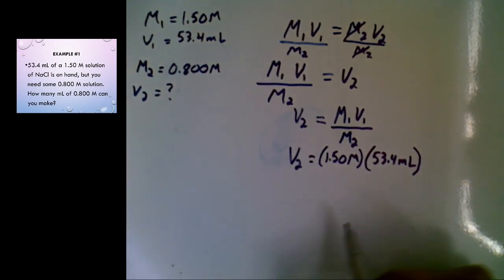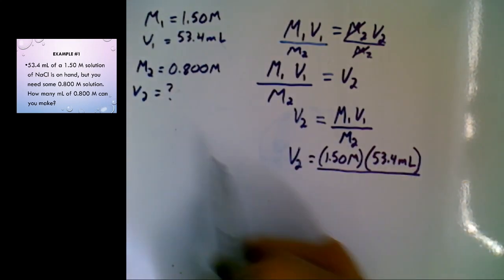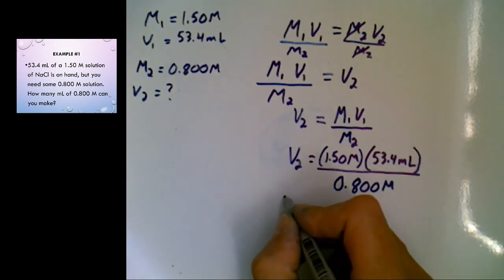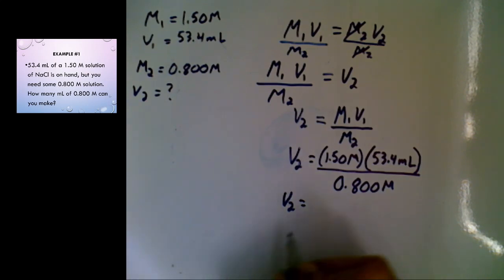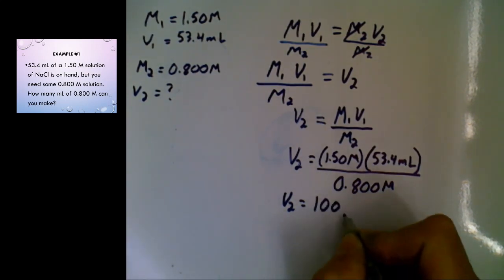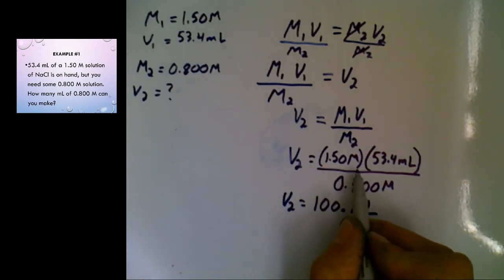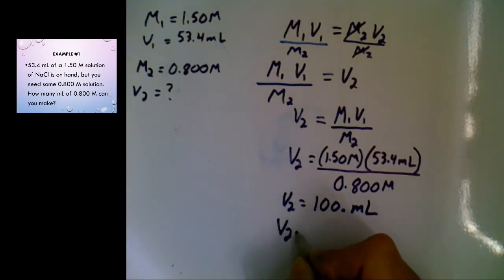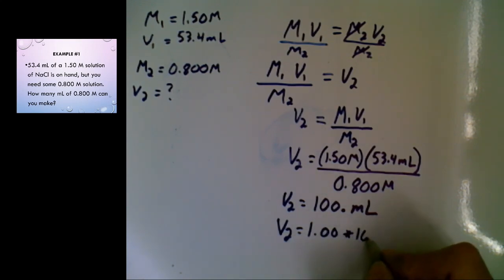And I'm going to show you that over on the side here in a moment. We're going to divide that by M2, 0.800 molarity. That means that V2 comes out to be 100 milliliters. Now, I'm going to put this little dot to show that I needed 3 sig figs, to show that these are all significant. If you really wanted to, you could write this in scientific notation to say 1.00 multiplied by 10 to the power of 2 milliliters.